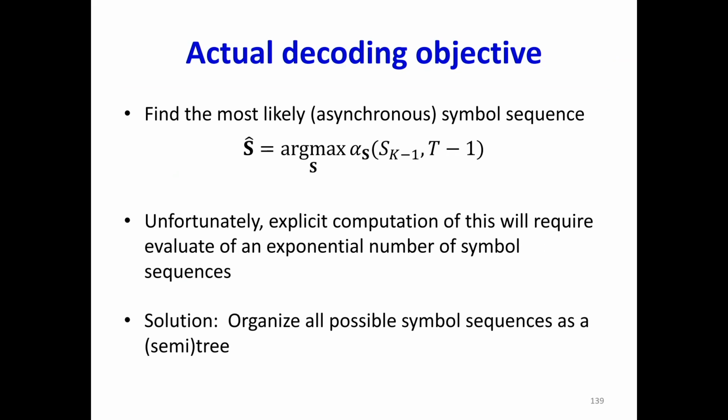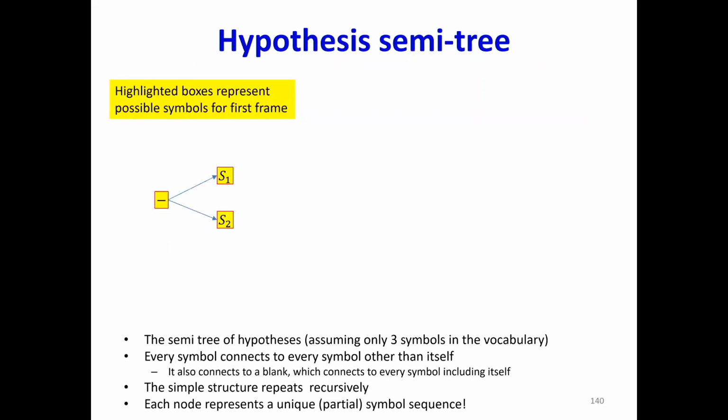So here's what we will do. We're going to organize all possible symbol sequences in a semi-tree. But when we organize it, we're going to also include the blank, okay? So look at this. Suppose I have a vocabulary which has just 2 symbols. Then what are all the ways of generating just one symbol, which is either S1 or S2? I can either just have the symbol be S1, or I can have a blank followed by S1, right? I can have just the S2, or I can have a blank followed by S2. So all 3 of those can be represented using this little tree, right?